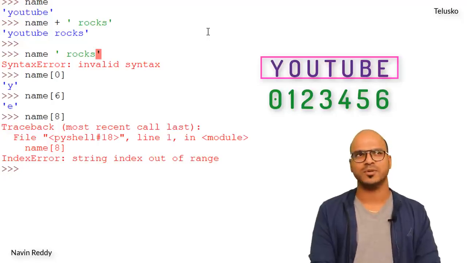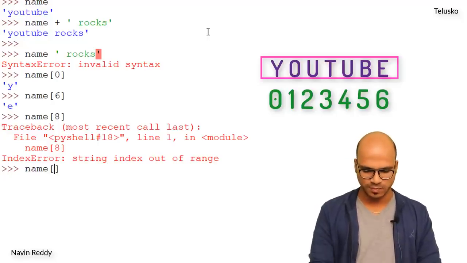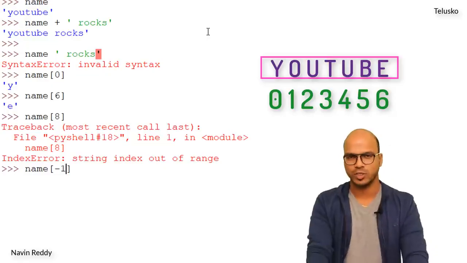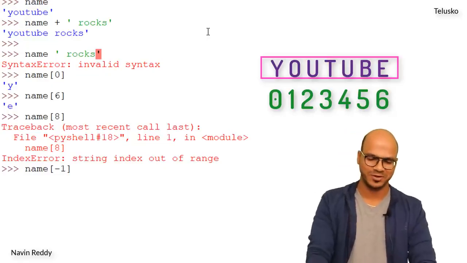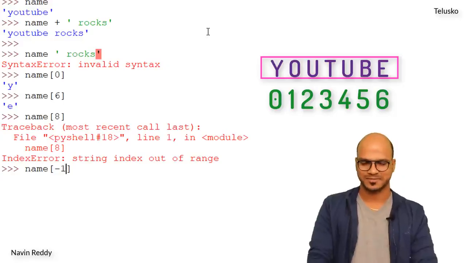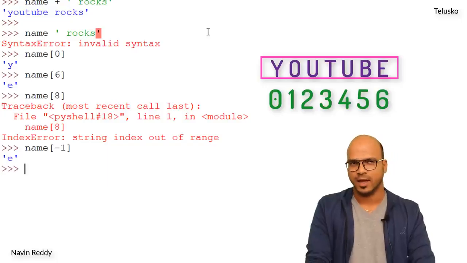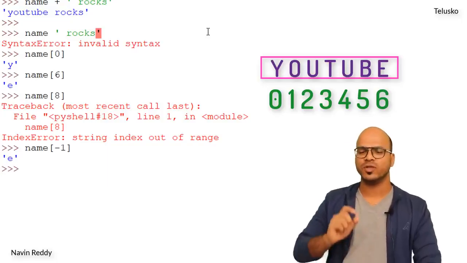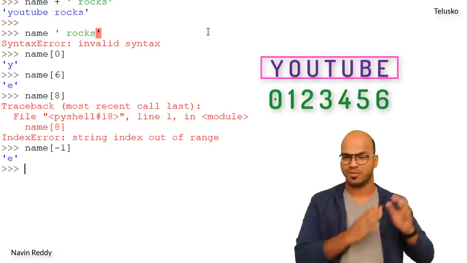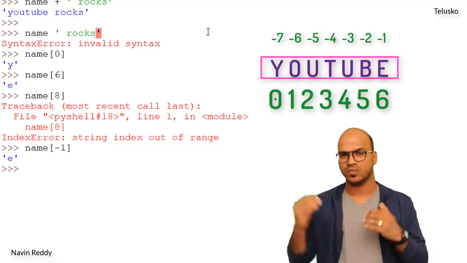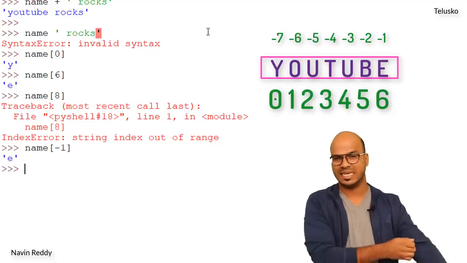Okay, can I use negative numbers? Let's try. I will use -1. So I want your guess here, what you think it will do. Come on, think about it. Okay, let me just enter it and let's see what happens. So when I say enter, you got E. Okay, so the answer is, when you use a minus number, it will start from right to left. It will start with the ending, which is E in this case.